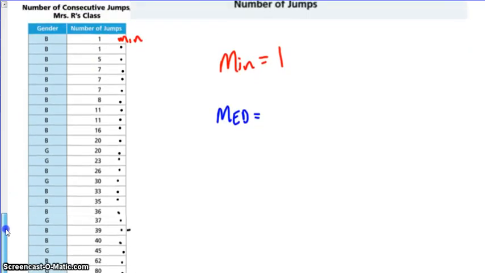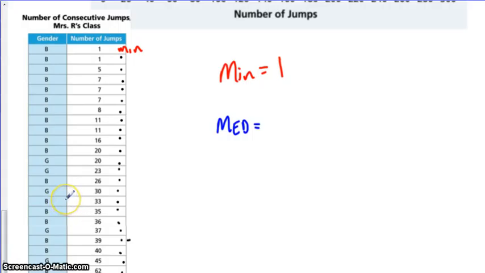Since there are 30 pieces of information, the median is going to fall halfway through, between the 15th and the 16th values. So I'm going to count to 15: 1, 2, 3, 4, 5, 6, 7, 8, 9, 10, 11, 12, 13, 14, 15. This is the 15th. Here's the 16th. The median is going to fall right there. I'm going to color that in blue again.